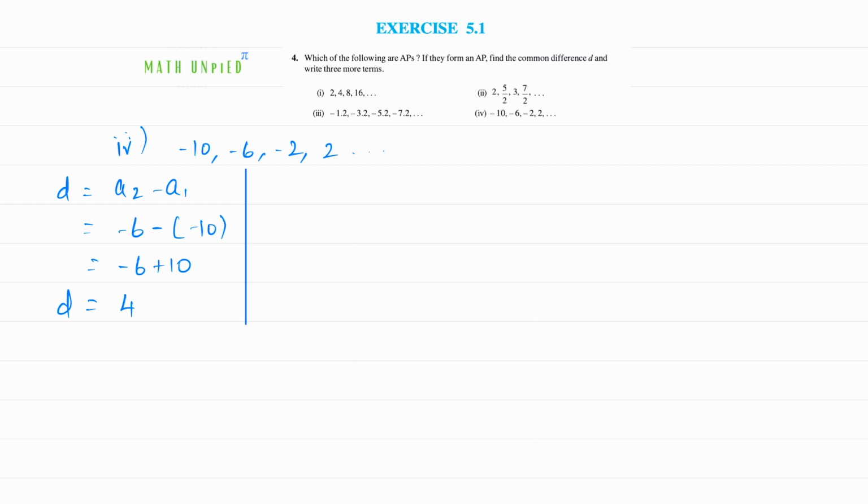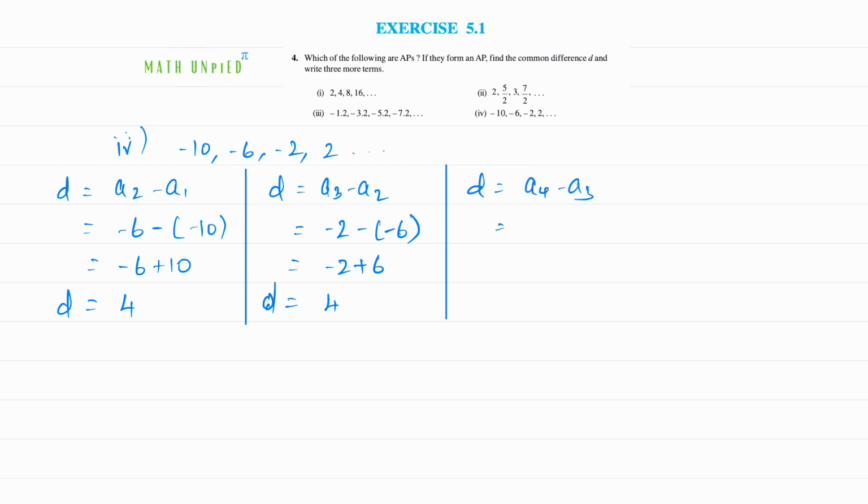Now we'll find D for A3 and A2. So A3 minus A2, which is equal to negative 2 minus of negative 6, which is equal to negative 2 plus 6, which is equal to 4. So D equals 4. Now similarly, we'll find the difference for fourth and the third term. D equals A4 minus A3, which is equal to 2 minus of negative 2, which is equal to 2 plus 2, which is equal to 4. So D equals 4, and for all the successive terms the difference is same.